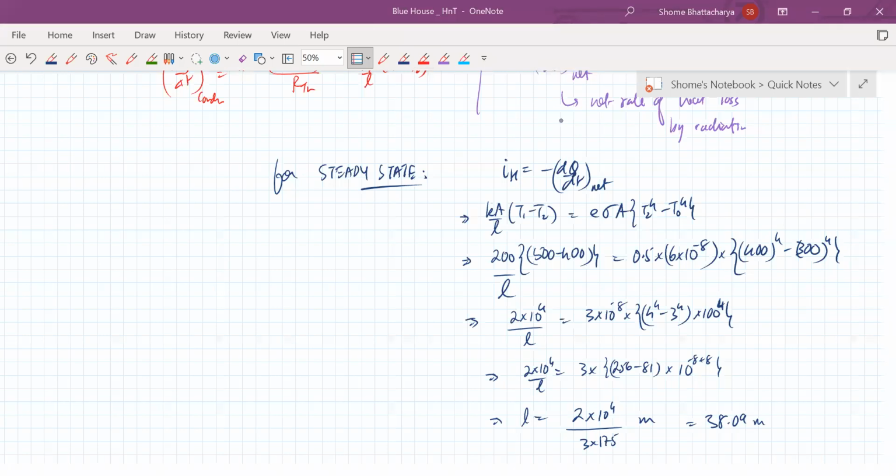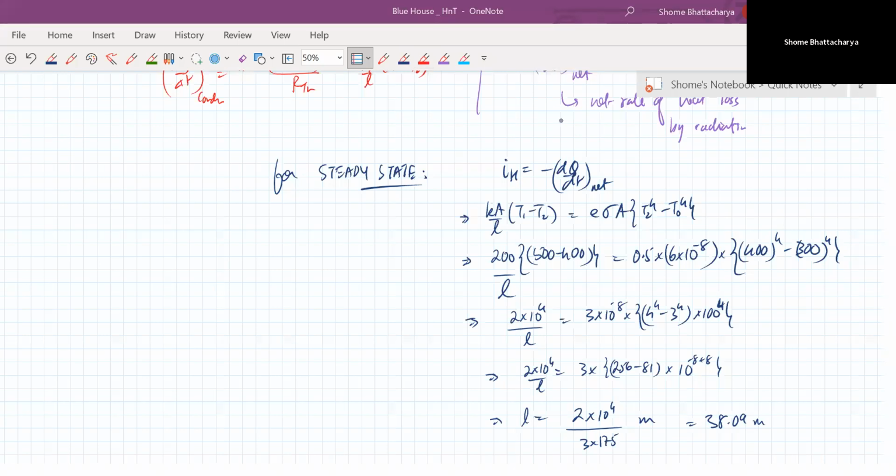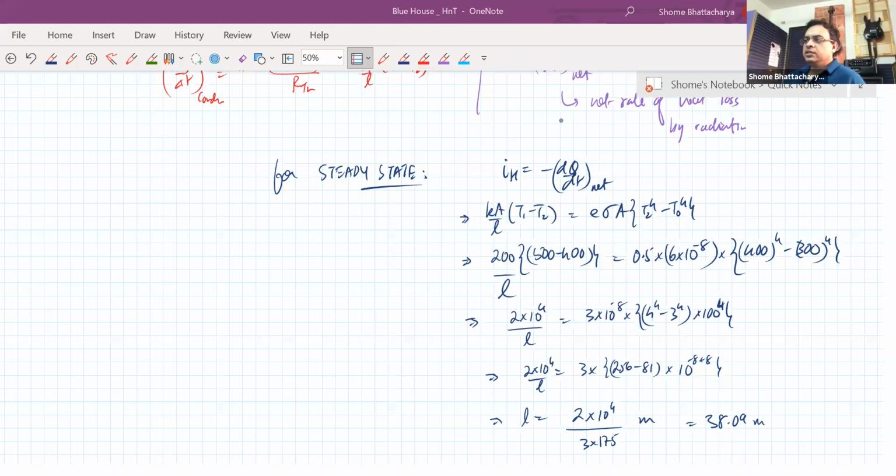Okay, so this is the more typical type of question at the JEE level, especially JEE Advanced level, where you have to correlate the concepts of radiation and conduction possibly happening in the same question. Okay. Now the second part. So this is the first part. We have found out the length.